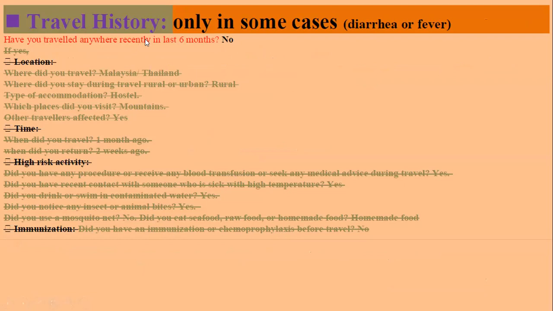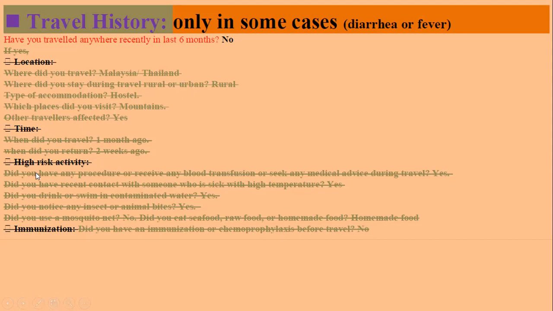Have you traveled anywhere recently, in the last 6 months? If yes, ask about location, time, high risk activity, and immunization. Location means where did you travel? Where did you stay during the travel? Rural or urban? Type of accommodation, whether hostel or hotel? Which places did you visit? Were other travelers affected? And the time: when did you travel? When did you return?